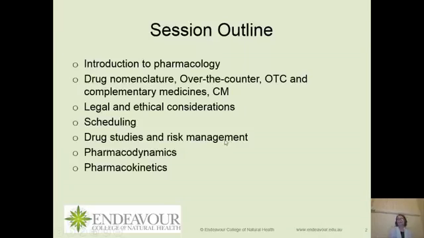Now, once we've looked at all of those important principles and seen how they parallel in both complementary medicine and in Western pharmacy, we'll look at two key principles that once again are foundational in both complementary medicine and Western pharmacy, these concepts of pharmacodynamics and pharmacokinetics.